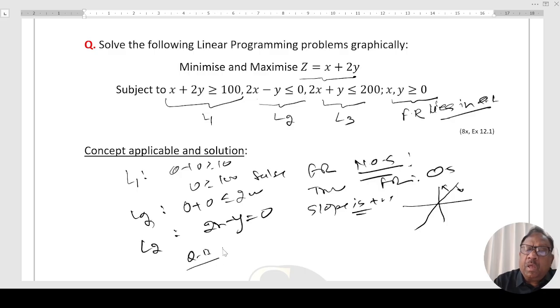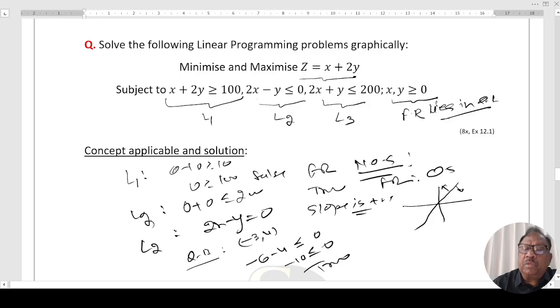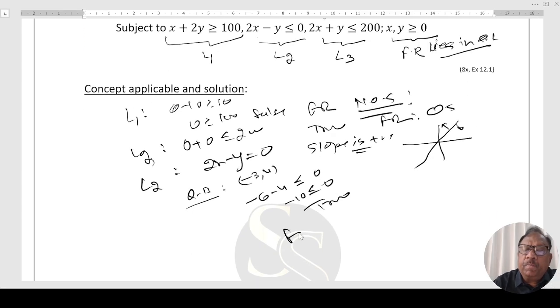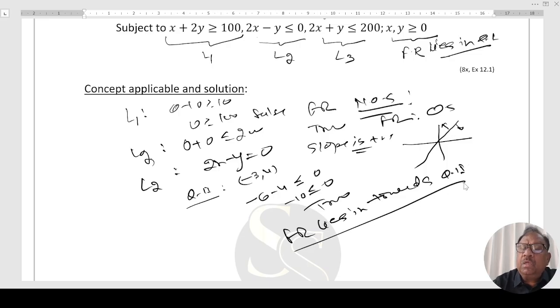Quadrant second में हमने पॉइंट ले लिया -3, 4. तो क्वाड्रेंट सेकंड में लिया -3, 4, then -6 - 4 less than equal to 0, -10 less than equal to 0. That is true. That is true means feasible region lies towards quadrant second. Means this is the feasible region, not this region, right? This lies in the quadrant.